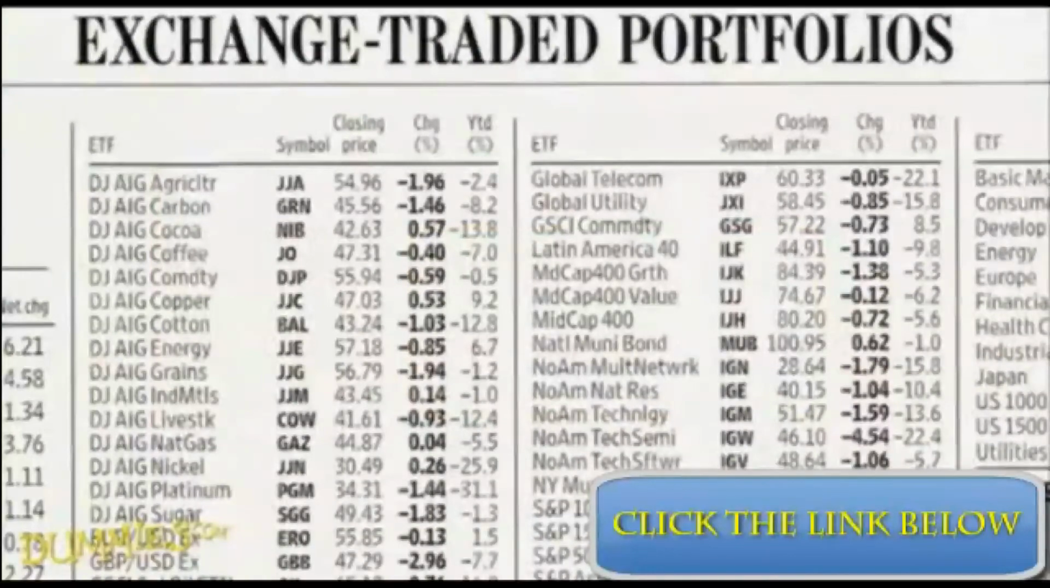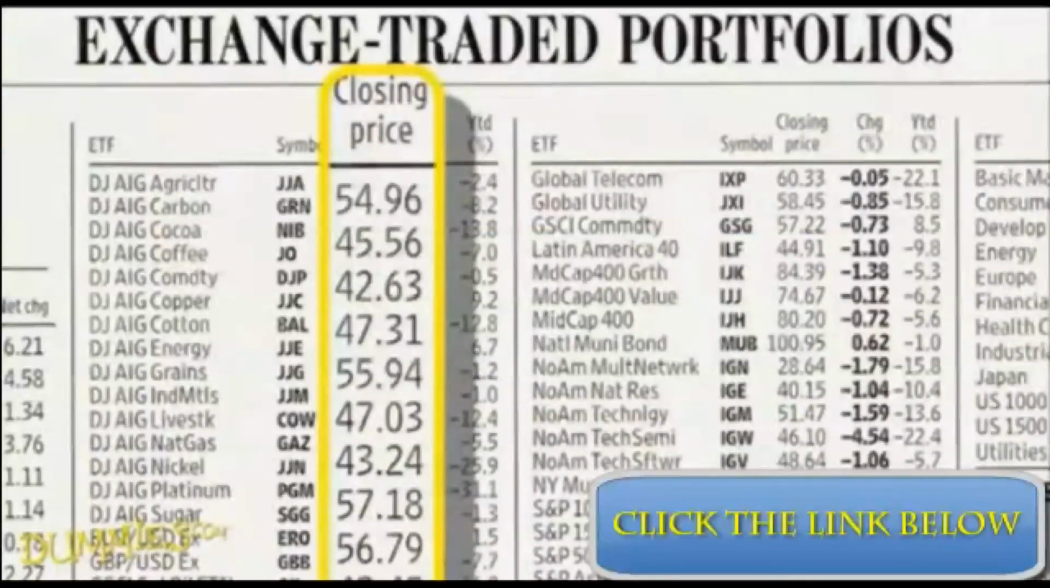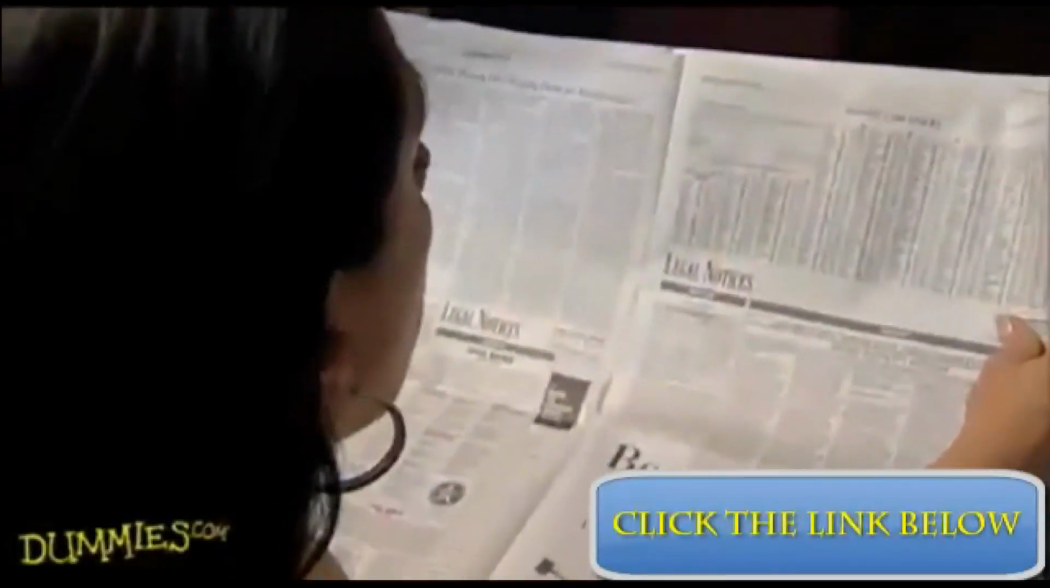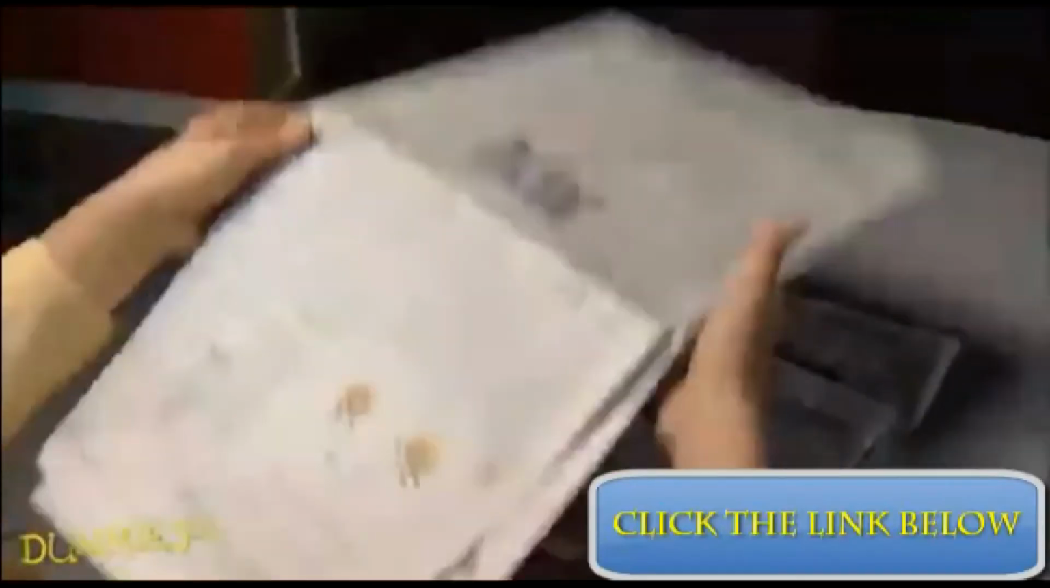The last column tells you how trading ended on the day listed. The net change column tells how the stock price ended today compared with its trading price at the end of the prior trading day. With these basics, reading the stock chart in your favorite newspaper is easy.